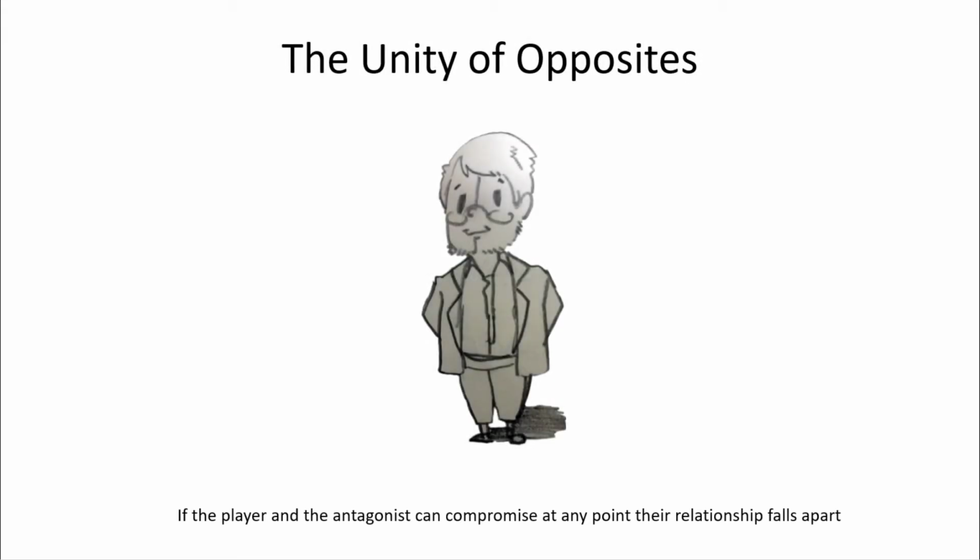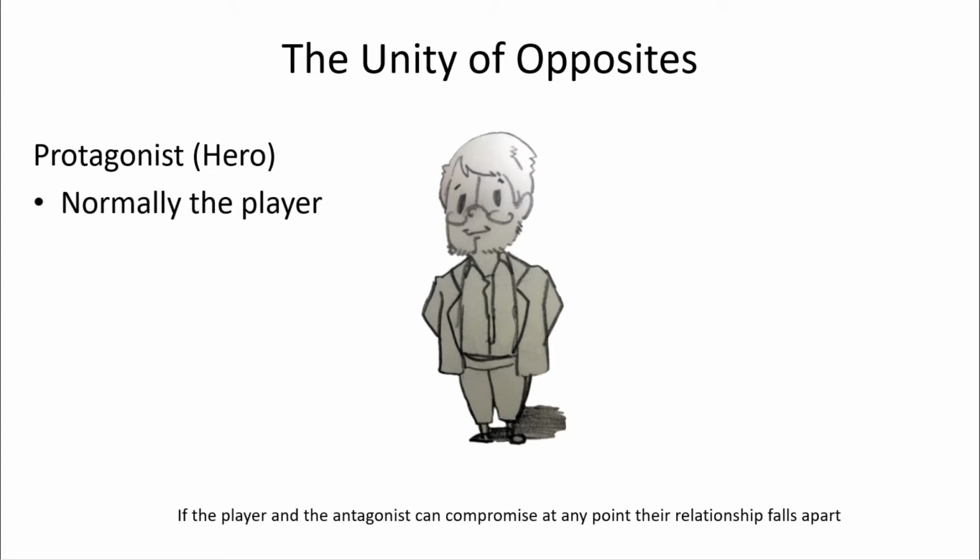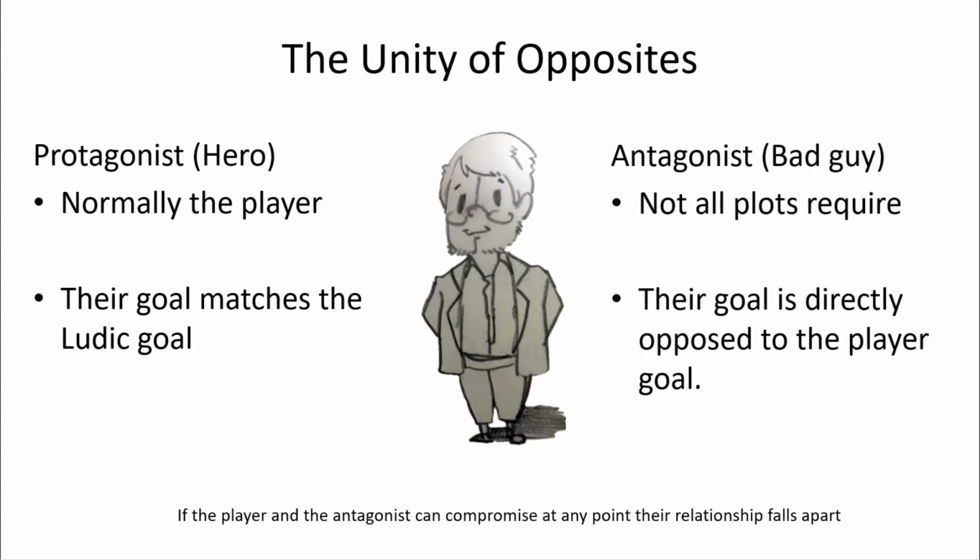Now we have what we call the unity of opposites. There are two extremes on a continuum of character. The first one, at the far side of the continuum, is the protagonist, the hero, the player character. Well, normally the player character. And their goal tends to match the ludic goal. They are striving to move the game forward and to complete the game and get their reward. At the other end of the extreme is the antagonist, the bad guy.